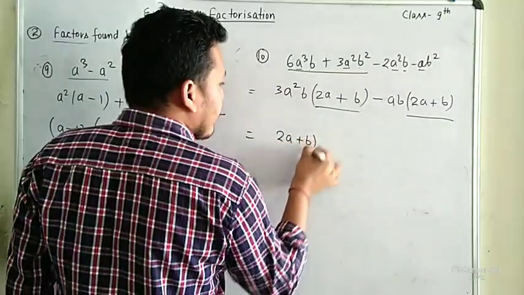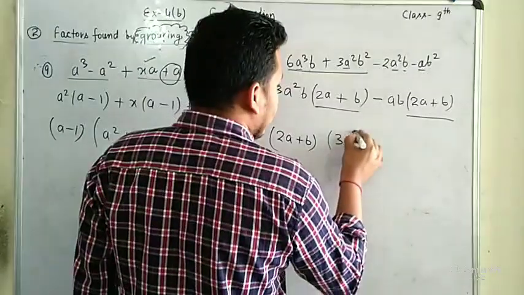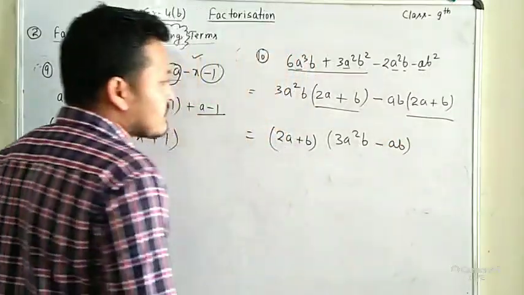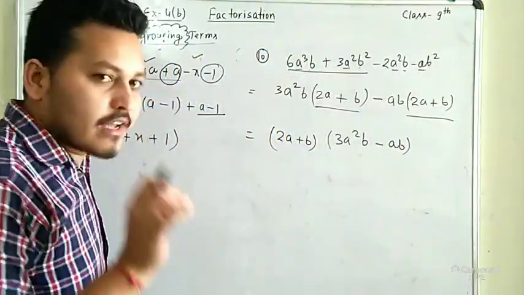2a plus b is common out from the whole algebraic expression, and remaining is 3a square b minus ab, 3a square b minus ab. But this is not a complete factorization.